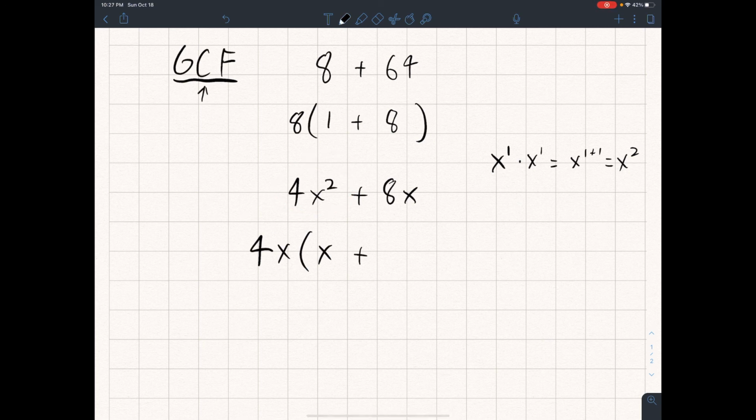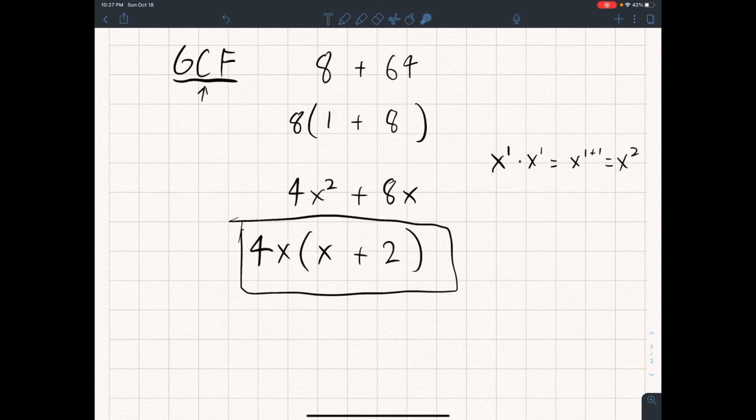And 4x times what gives us 8x? Well, if we just multiply it by 2, 4x times 2 would give us 8x. And this is our most factored form. There is nothing left from x and 2 that I could factor out, nothing that's common.